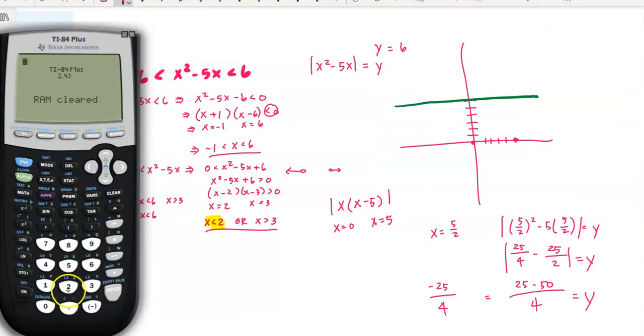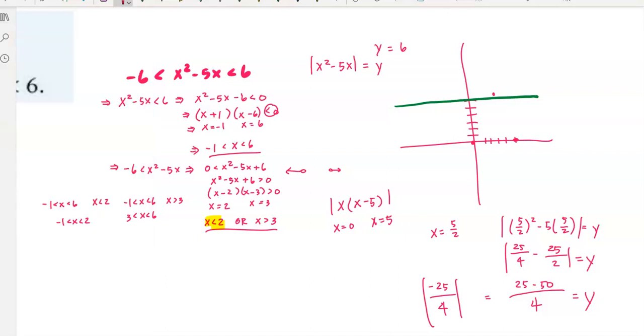Between 0 and 5, 2.5. Store as x. I'm just going to put the whole thing in. Math, absolute value, and then x squared minus 5x. Voila. 6.25. That's the absolute value, 6.25. So at 2.5, 6.25, it's definitely above the 6. So we have this business going on right here.